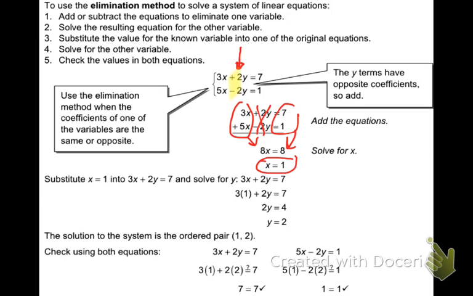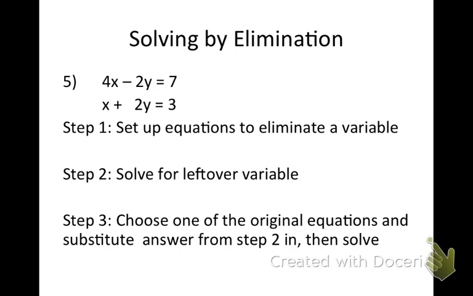From there, I substitute that in place of x. I solve for y. And then I get my ordered pair, 1, 2. So elimination is all about setting up the variables in order to eliminate a variable and then add down. So in order to eliminate them, they need to have the same number, different signs, and then we always add down. So for example, number 5 here.